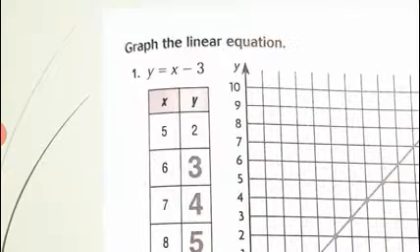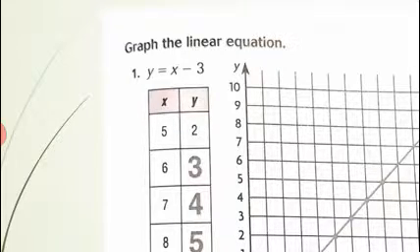Exercise number 1. We have this equation, y equal x minus 3. We make a table where we put some values of x and we find the respective value of y. If x is equal 5, we put in the place of x 5. 5 minus 3 is equal 2, so y is equal 2. If x is equal 6, we put in the place of x 6. 6 minus 3 is equal 3, so we put y equals 3.